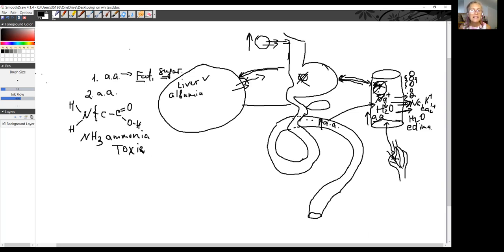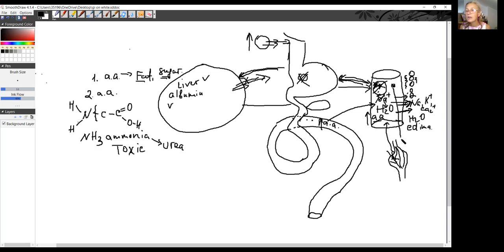So this ammonia cannot leave the liver. What the liver will do is detox it. And the way it will detox, it will convert ammonia into urea. Urea is more benign. It will get released into the bloodstream, so it will go right into the bloodstream. So urea will be here.